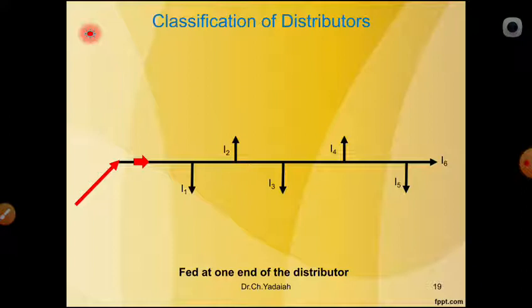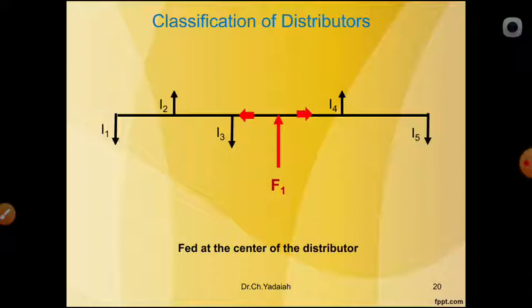Now, if the supply is given at the starting, what will happen? You can see here, it goes directly on the feeder from this place to that place. Automatically all consumers will take the electrical energy. So this is known as the distributor fed from one end only. This is one thing you have to remember.